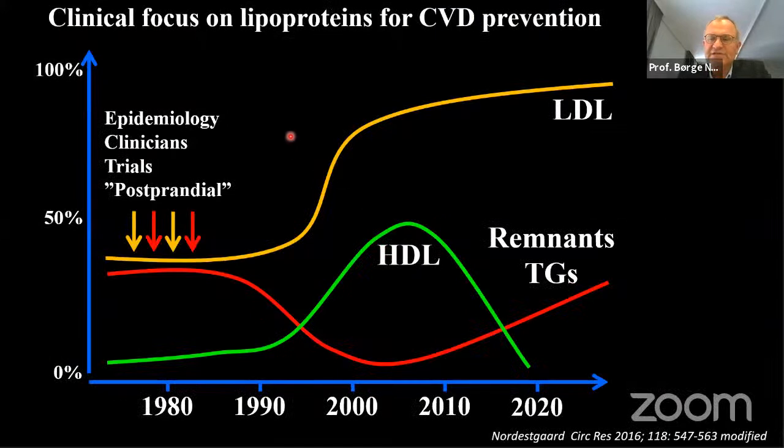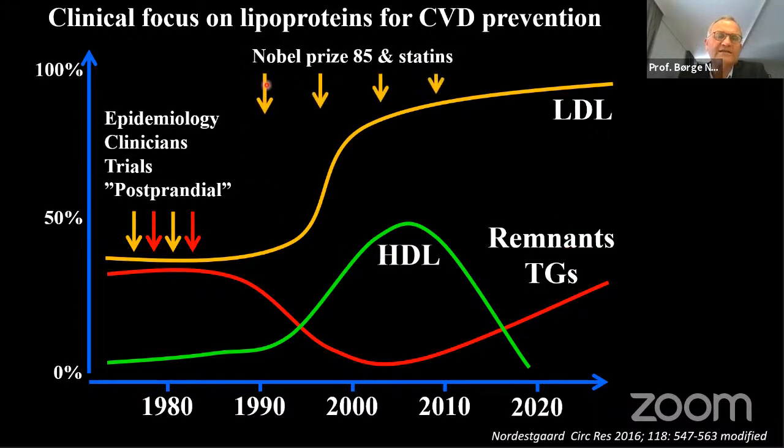Here, what I've tried to show is my personal point of view, following lipidology for many years. So what is the clinical focus on lipoprotein for cardiovascular disease prevention? Here on the y-axis, 100% versus no interest clinically, and on a time scale from 1970 to year 2020. I started working in lipidology here, and then the focus was on LDL, but also on triglycerides and remnants, shown here in red. Things happened then.